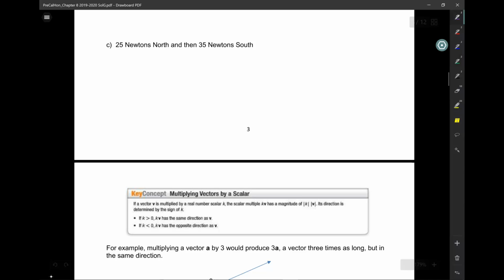I have two vectors here. One is 25 newtons north. That's going to be my vector A. And then 35 newtons south. That's going to be my vector B. So 25 newtons north, I'm going to represent that as being 25 newtons north. Let me draw that up here. Okay, so this is 25 newtons.